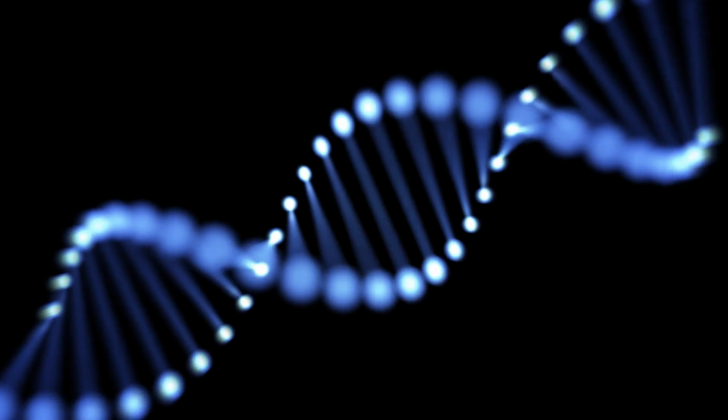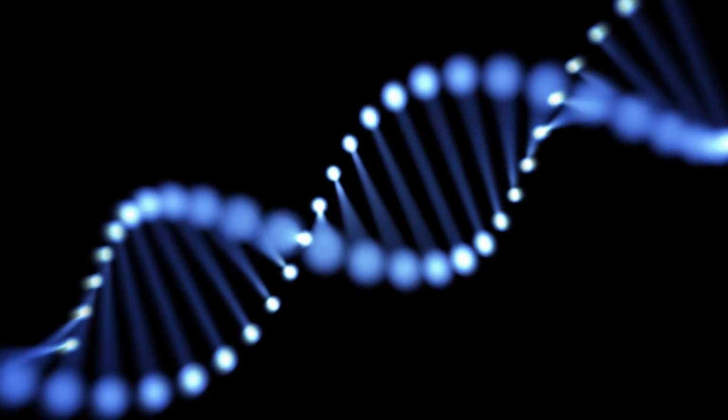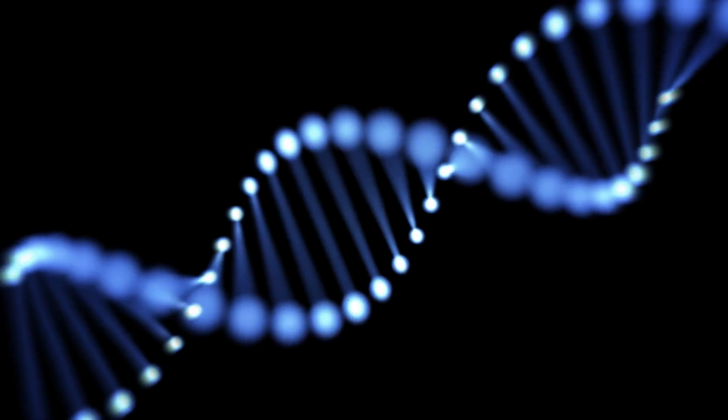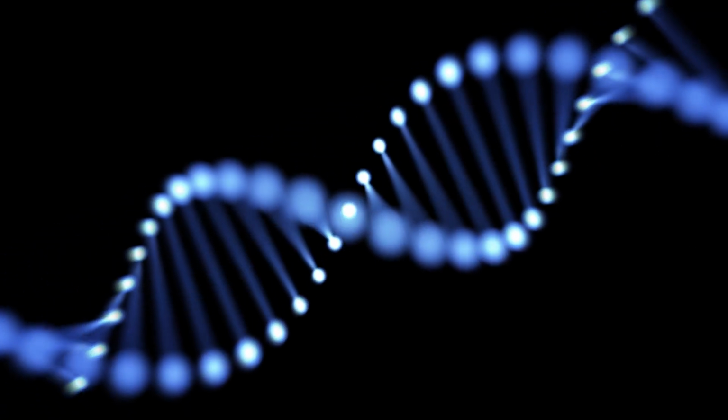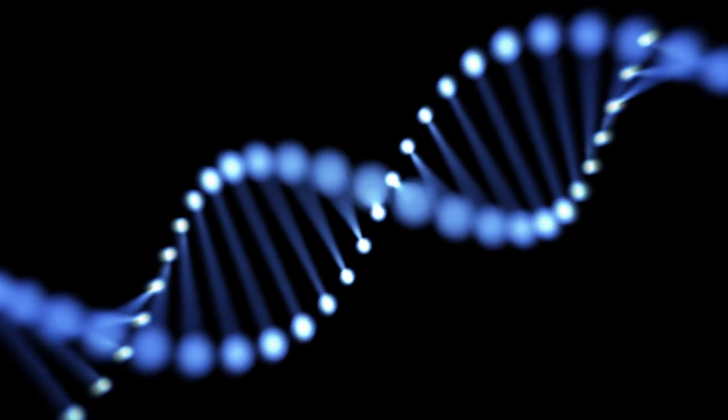DNA has a unique double helix structure, resembling a twisted ladder or spiral staircase. This iconic structure was first discovered by James Watson and Francis Crick in 1953, based on the work of Rosalind Franklin and Maurice Wilkins.